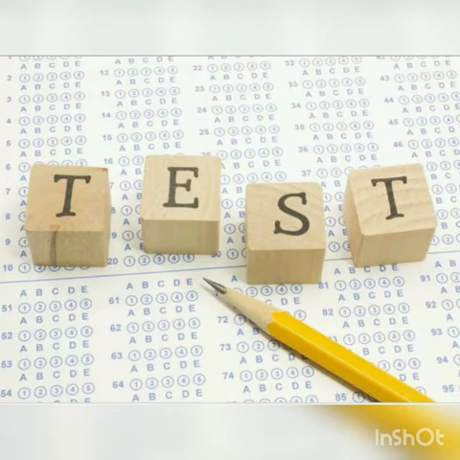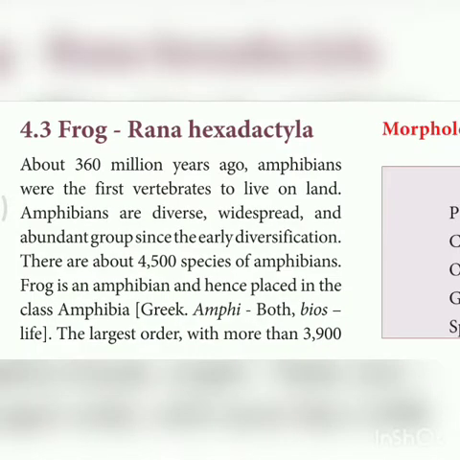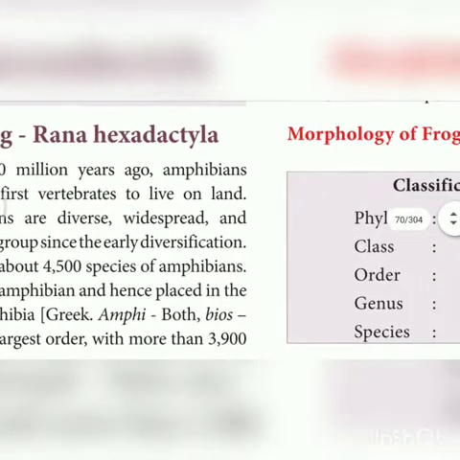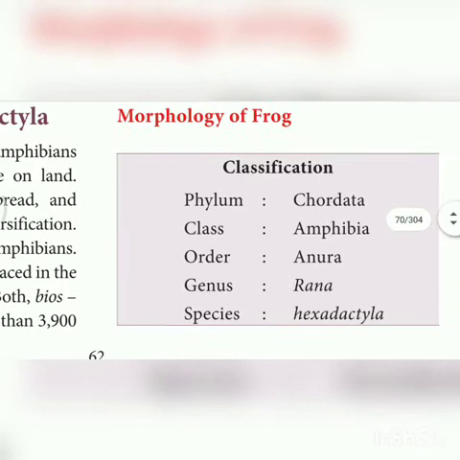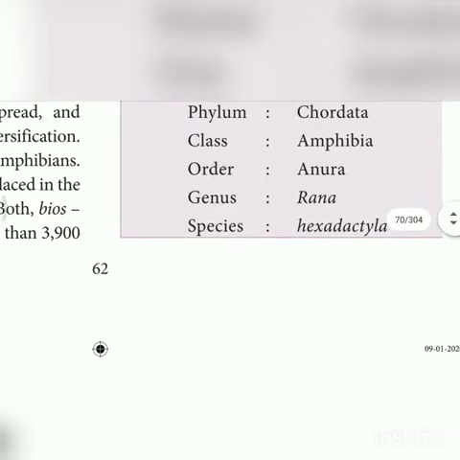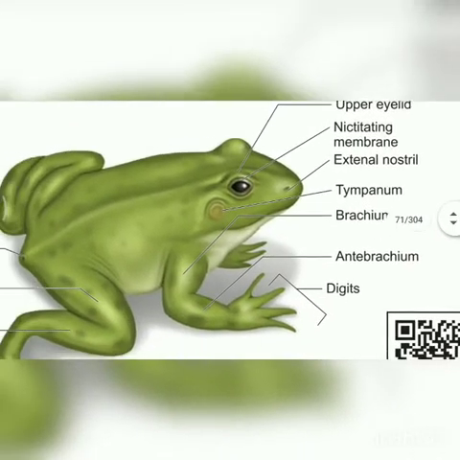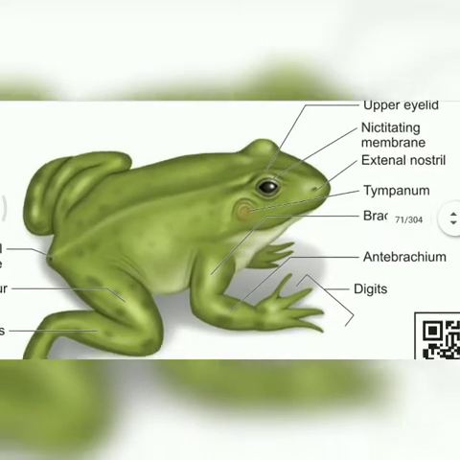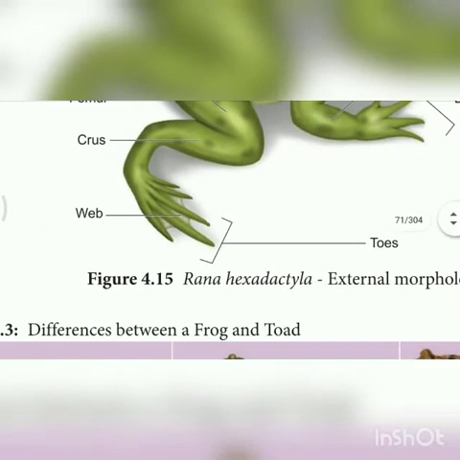Now we will revise some of the questions inside the book. In frog, you have to see the classification of frog. Frog belongs to phylum Chordata, class Amphibia, order Anura, genus Rana, and species Hexadactyla. And the next important thing is the difference between the frog and toad.